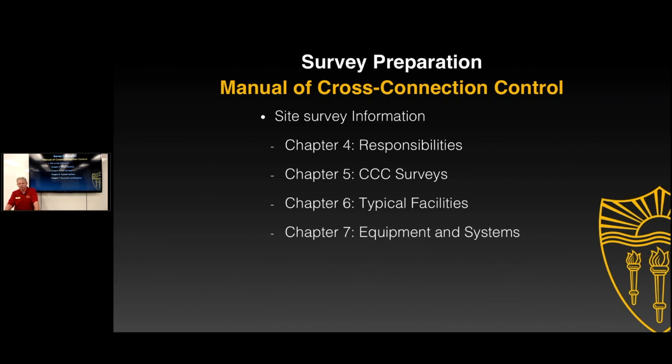Chapter 7 is equipment and systems. And again, there's a lot of equipment, a lot of systems there, but we cannot include everything. It's just not possible. There's too many things out there that use water, that connect to water systems. Sometimes you're just going to have to investigate the piece of equipment to understand how it uses water. Is it considered a cross connection? Is it not? You need to know how that piece of equipment works in order to do that.